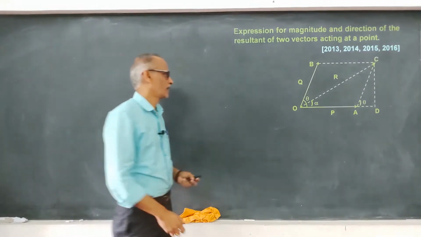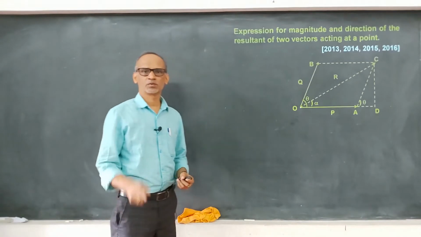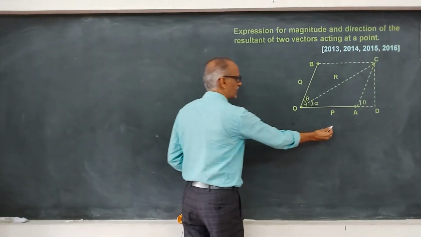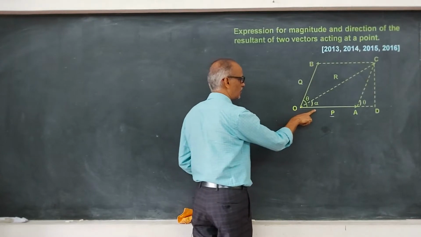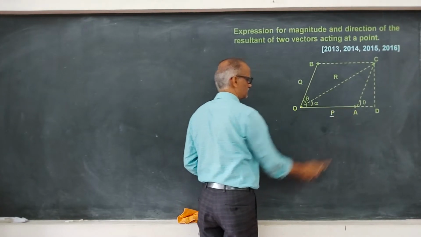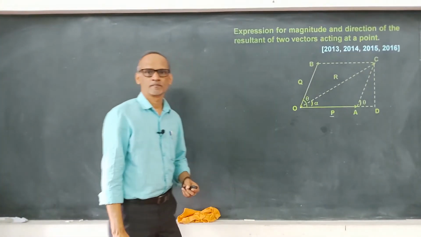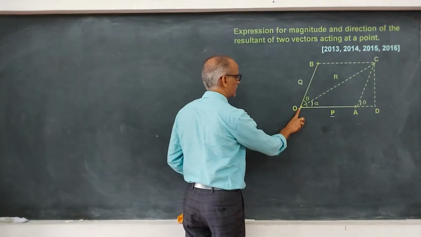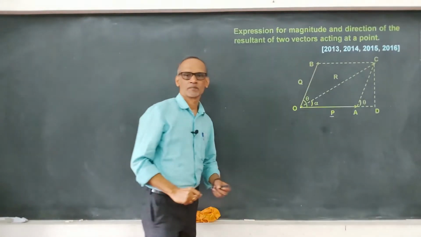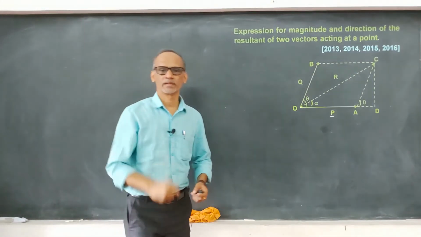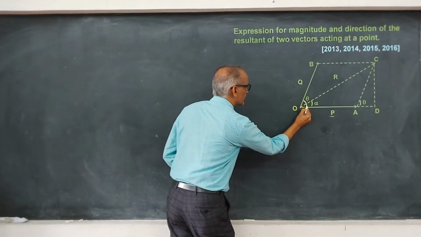First, O is the point at which one vector is acting, and the vector is P. It acts along OA, this is the direction. So the magnitude is from O till A. There is one more vector, whose magnitude is Q, and it acts along OB. So how many vectors are there? Only 2 vectors. What is the angle between them? The angle between them is theta.